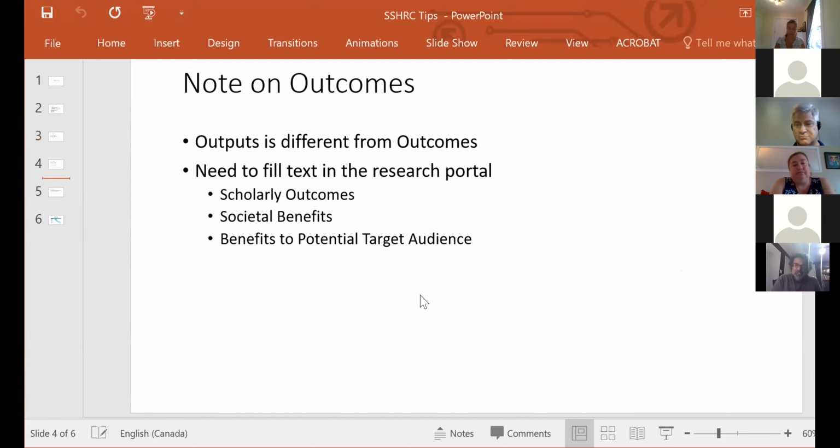So I think I mentioned this already. A note on outcomes. Outcomes is different from outputs, and you need to fill this in the research portal. Be prepared for that.